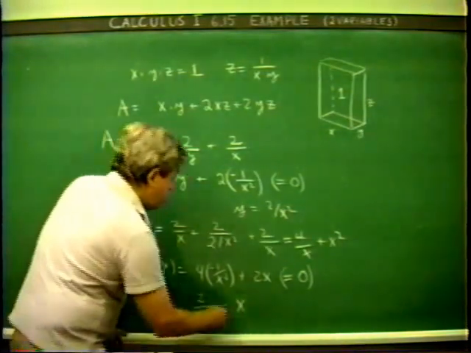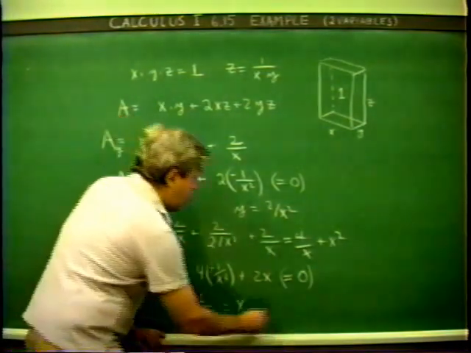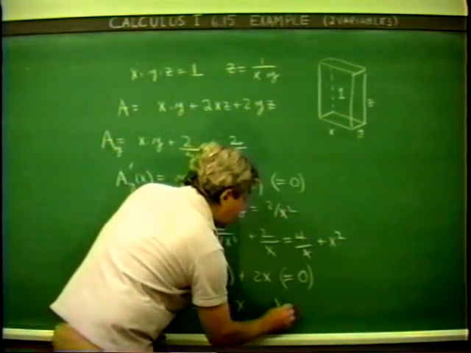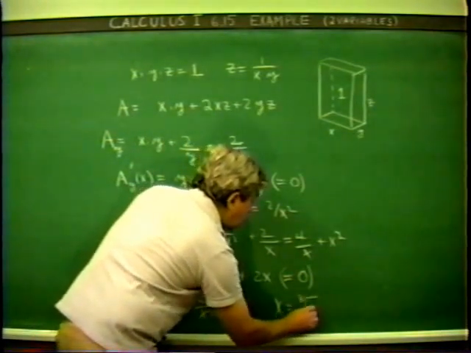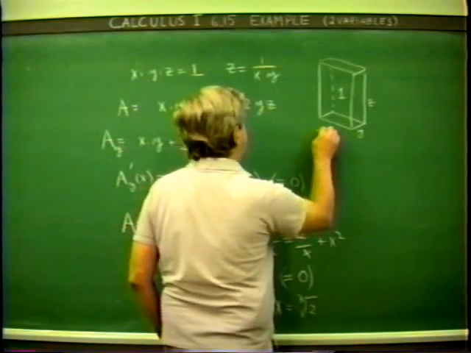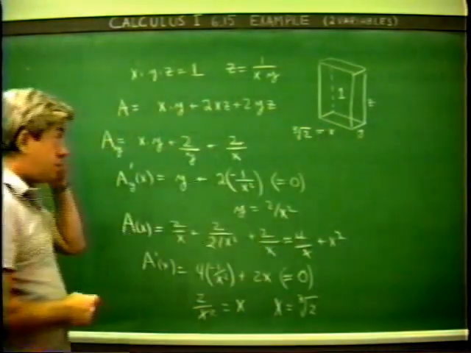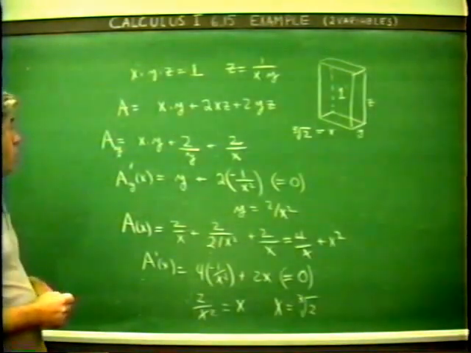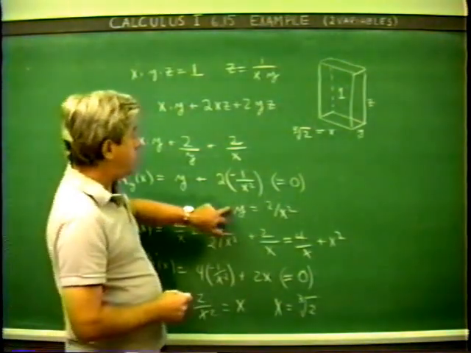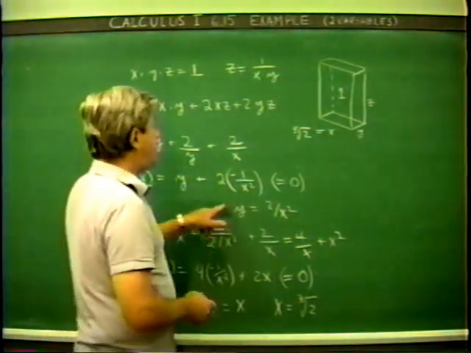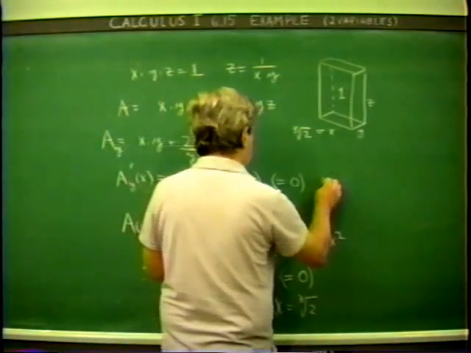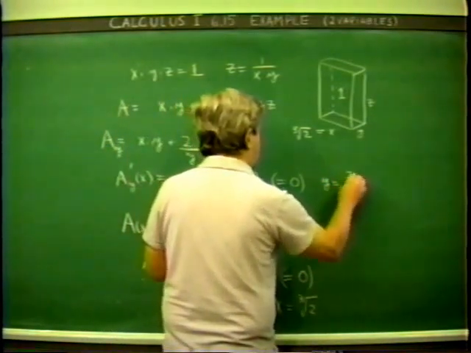And it's going to be equal to 0 when 2 over x squared is equal to x, or when 2 is equal to x cubed, or when x is equal to the cube root of 2. So we've now found that x equal to the cube root of 2 makes this minimal. Now what should y be?